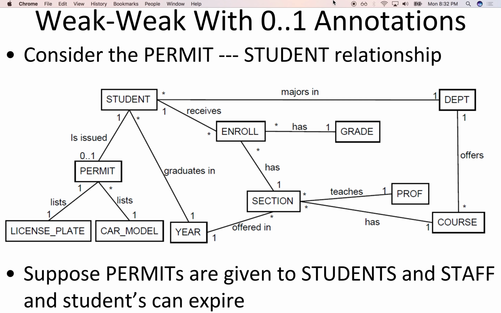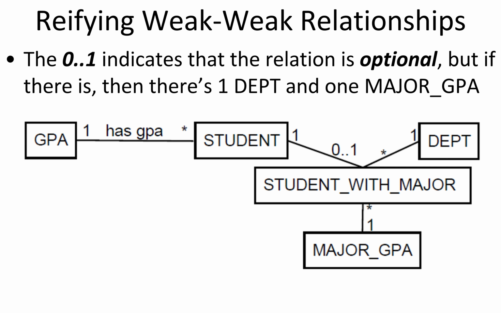All right, so let's look at the permits. On the permit side, notice that what we're capturing is that it's an optional permit. If there is a permit, then we are capturing a single license plate and perhaps a reference to a car model. Yes. Could you go back to the slide?